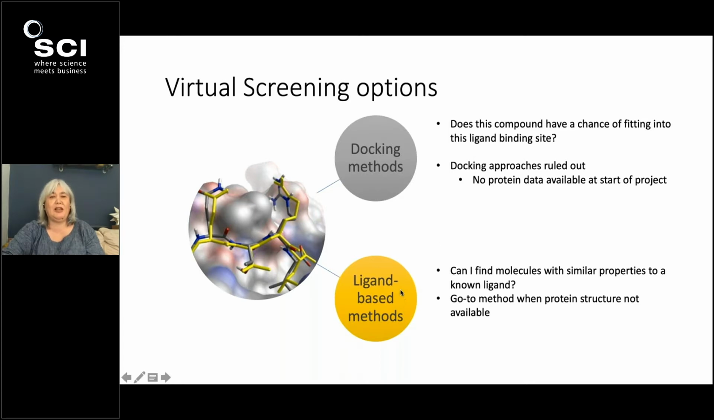That leaves us with ligand-based methods. So here we're asking the question, can I find molecules with similar properties to a known ligand? And of course, it's the go-to method when you haven't got protein structures. Now, I should say that each of these methods are equally successful. You tend to see more pictures in talks of docking methods, but it's well known that both methods are equally efficacious. And in some cases, people use combinations of the two.